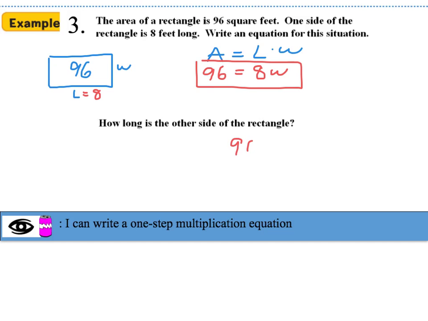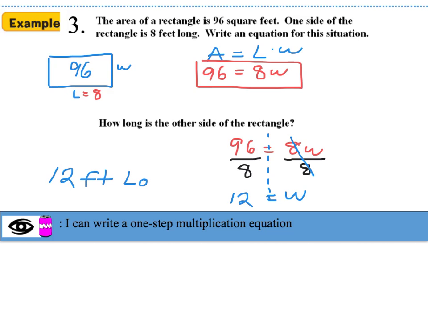So I'm going to write 96 is equal to 8 times W, and I'm going to draw the fulcrum down the center of the equal sign, and I want to isolate my variable, which is on the right-hand side. Since I'm multiplying, I want to do the opposite and divide both sides by 8. So this is an example of using the division property of equality. So if I divide both sides by 8, W is now isolated, and 96 divided by 8 becomes 12. So the answer is, the other side is equal to 12 feet long.